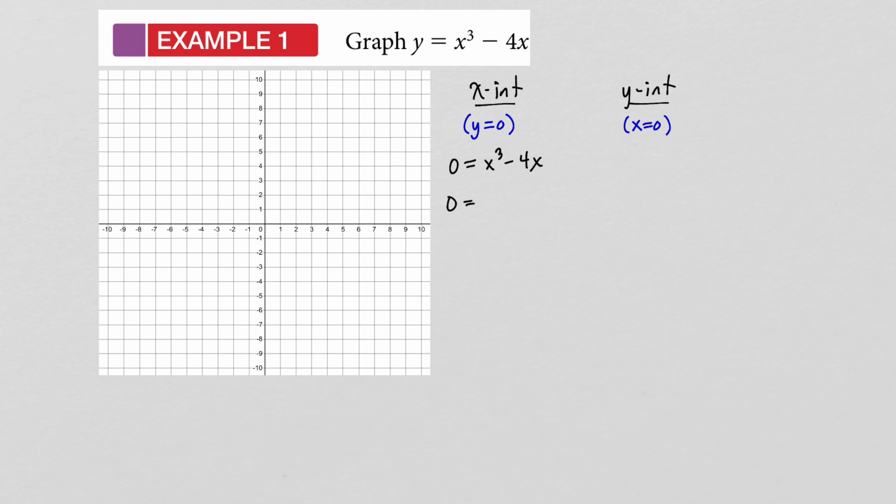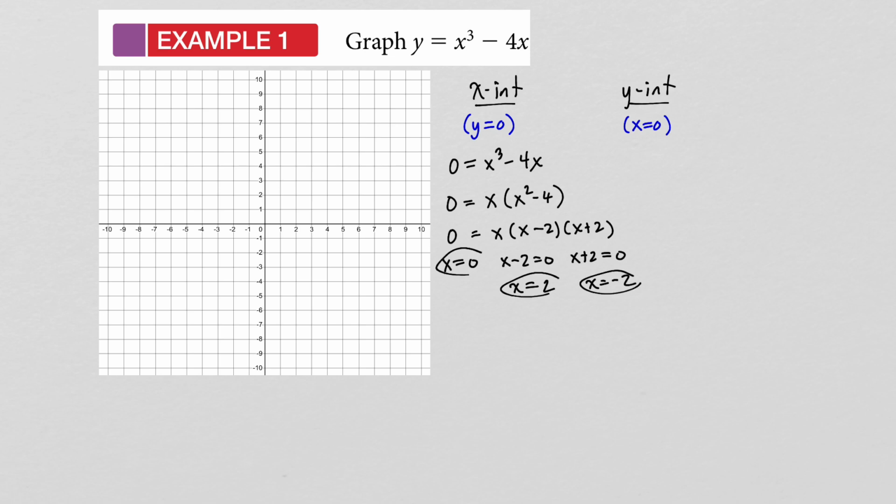And we can solve this equation by factoring. So we can take out an x here and get x times x squared minus 4. Further factoring gives us x times x minus 2 times x plus 2. And finally, if we set all of these factors equal to 0, we end up getting x equals 0, x equals 2, and x equals negative 2. And so there are 3 x-intercepts, and I'll go ahead and put those on the graph here.